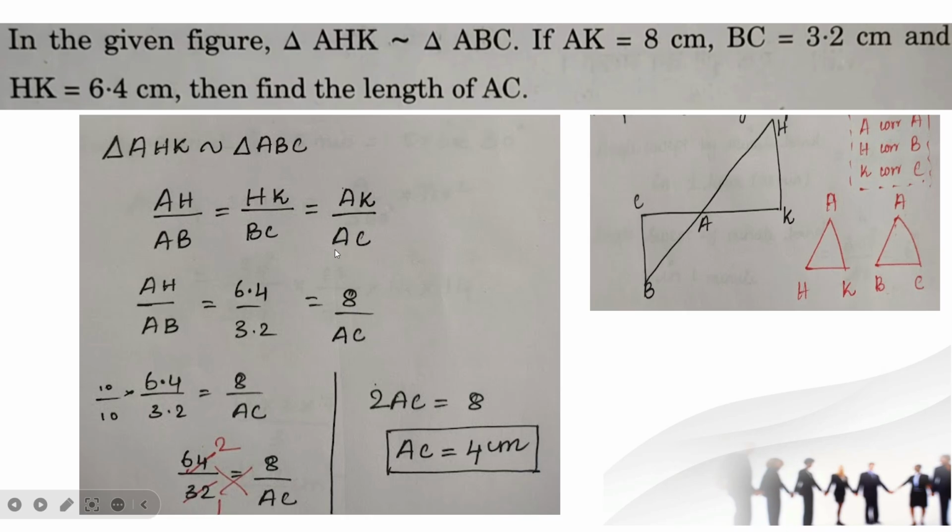And then do we have the value for AC? We don't, which we need to find. So you can eliminate this first proportion. You eliminate that. Take this second and third alone.